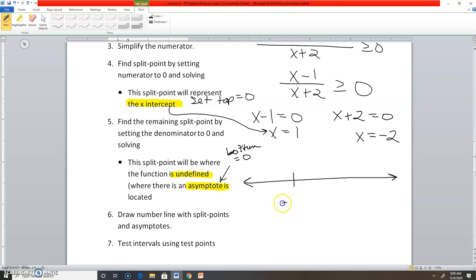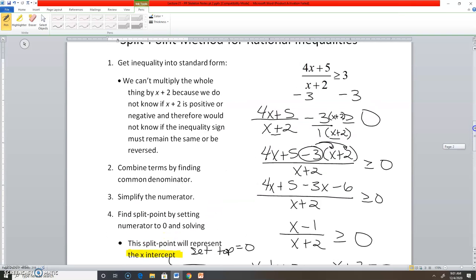Okay, so I've got negative 2 and I've got 1. Okay, I'm going to divide this up. And then remember here, this is where we're going to go through and we're going to do our test points. Okay, so I can test in this section. What would be a good test point? We could do negative 3. In this section, we should use the best test point, which would be 0. And then in this section over here, it just has to be something greater than 1, so I could do 2. Okay, and I'm going to roll through and I'm going to check.